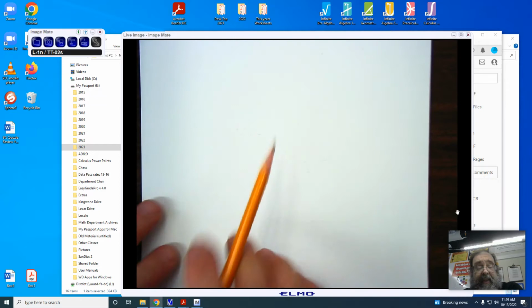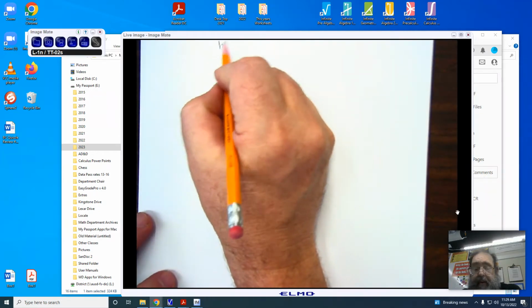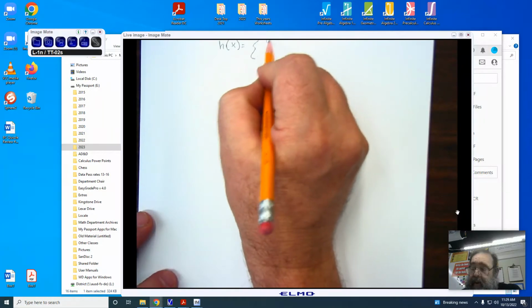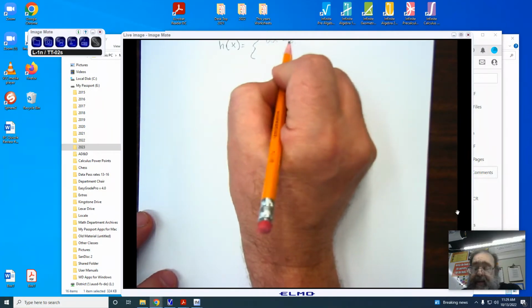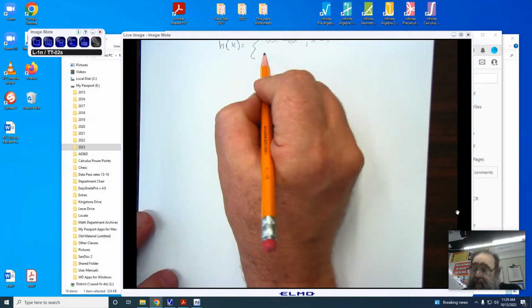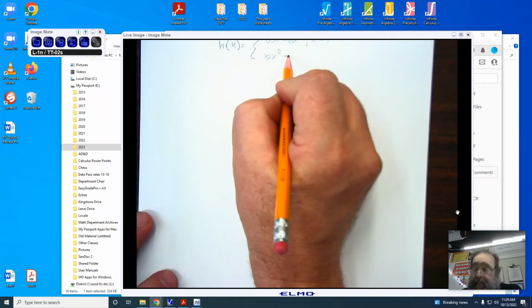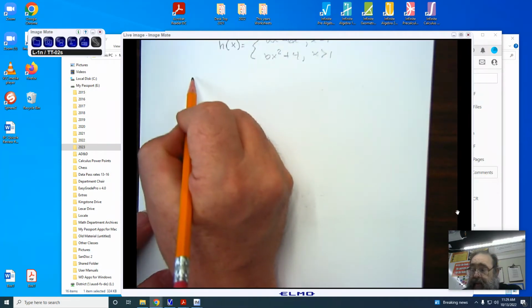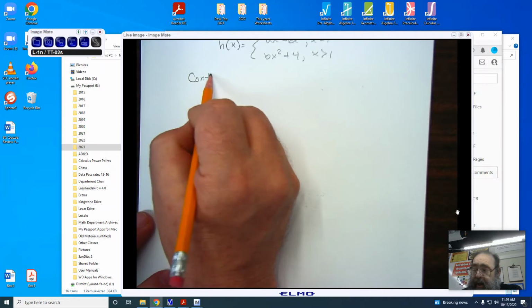Now, the first function that I have for us to work with is h of x equals, and we've got two parts: ax cubed minus 6x for x less than or equal to 1, and bx squared plus 4 for all x values greater than 1. Now there are two parts, continuity and smooth.